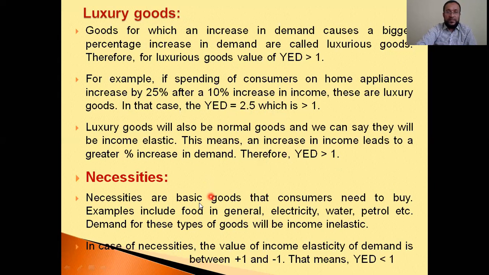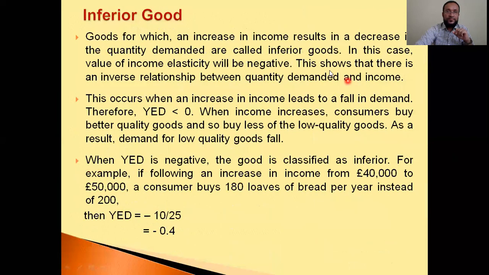Necessities are the basic goods that consumers need to buy. Examples include food in general, electricity, water, petrol, etc. In case of necessities, the value of income elasticity of demand is between +1 and -1. That means the value of elasticity is less than 1 for the necessity. Right? Now let me move to the next slide.